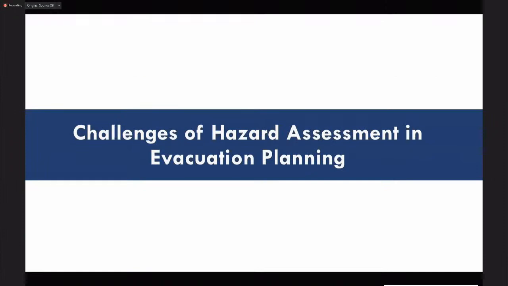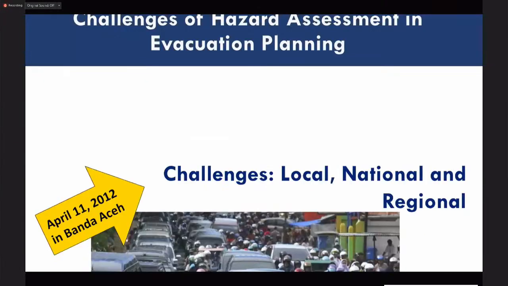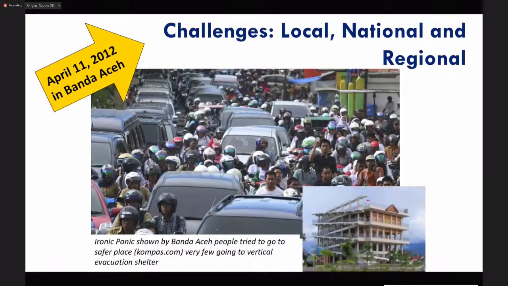And then another thing that I would like to share here is the challenges of hazard assessment in evacuation planning. Maybe everybody remembers this picture, which has become phenomenal. This happened on 11 April 2012. There was an earthquake in the same epicenter as 2004. People in Banda Aceh panicked, and you can see below my picture here, only a few people went to the vertical evacuation shelter.